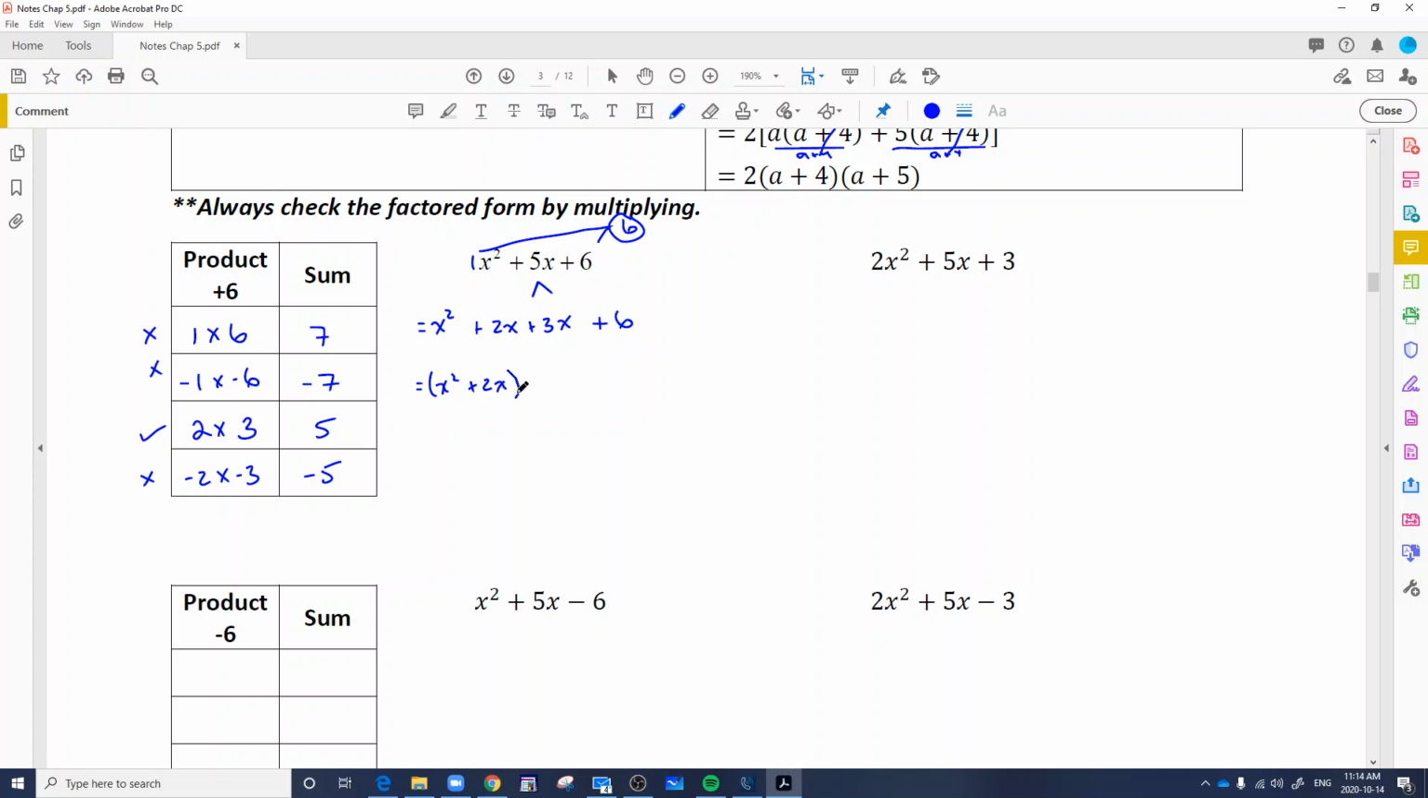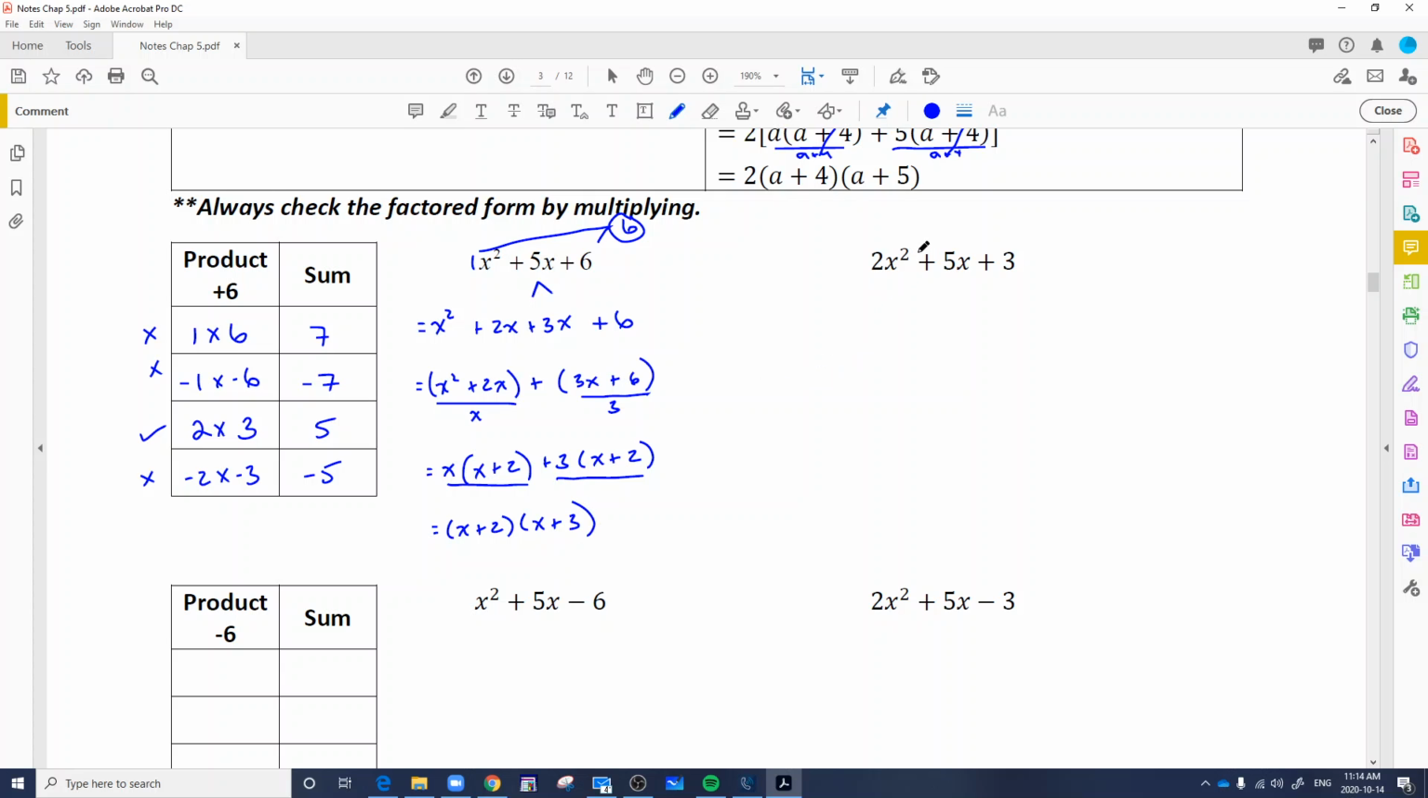But here's my one group, and here's my second group. Out of this first group, I'm going to pull out an x to be left with x plus 2. Out of the second group, I'm going to greatest common factor out a 3 to be left with x plus 2. You'll know you did it right because you'll have this binomial and the common factor will be x plus 2. So I'm going to factor out the x plus 2 and I'm left with x plus 3.